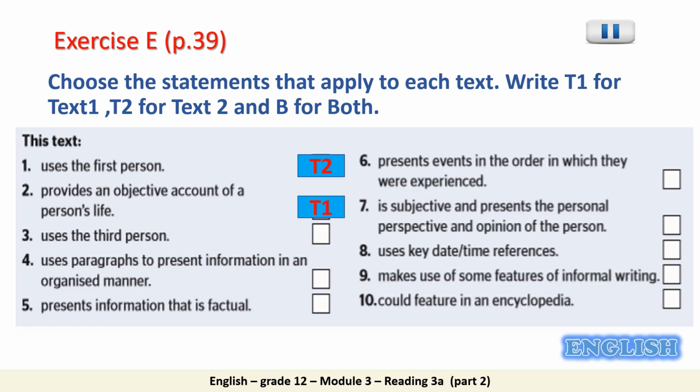So as we said before, there is one text which is written in the first person. The second one is written in the third person. We have the uses of the pronoun he or she. Of course, it is text 1. Very good.